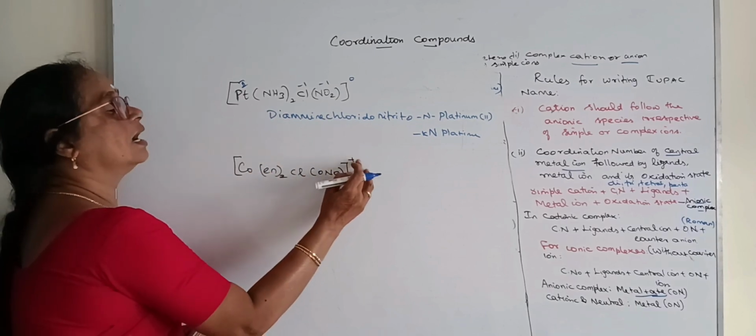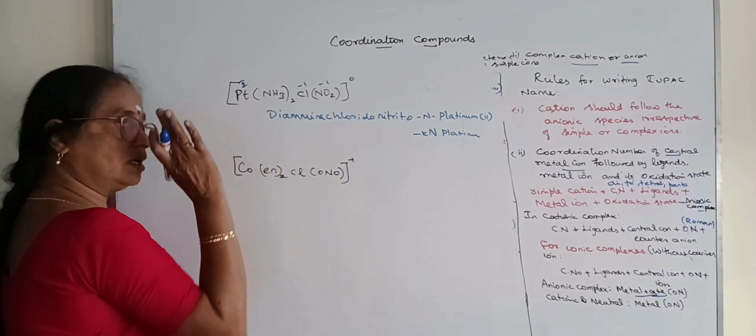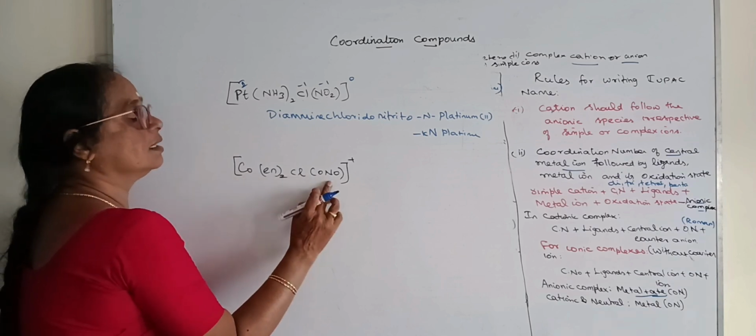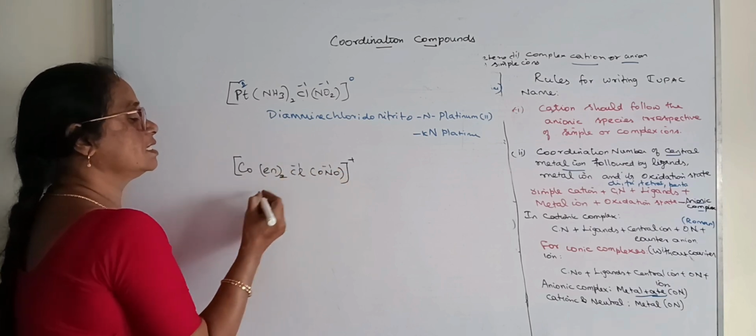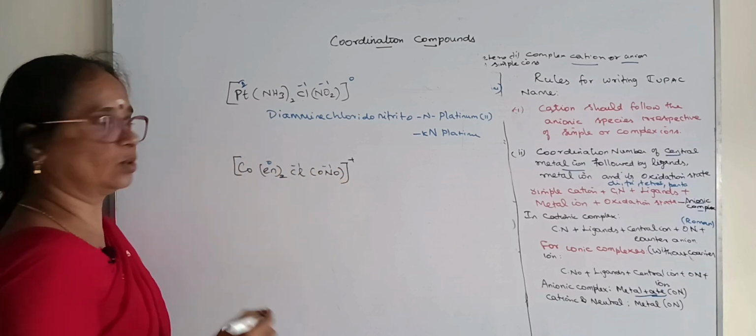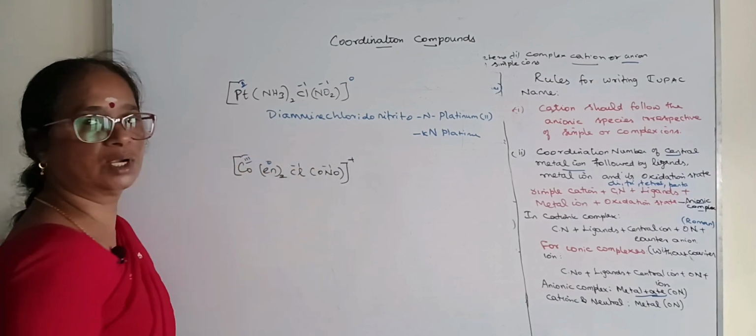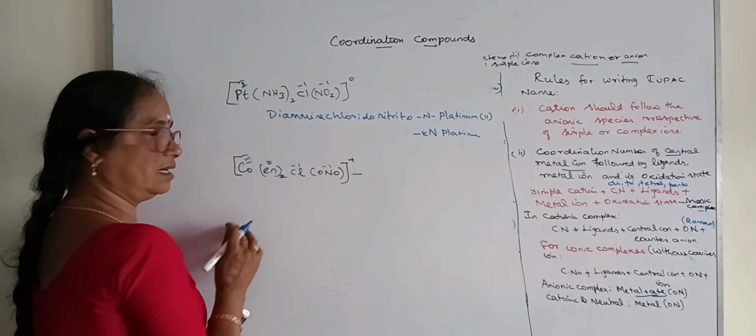This is a cationic complex, so for cobalt, find out the oxidation state of cobalt. This is -1, this is -1, this is 0. So if it is +3, 3 minus 2 becomes equal to +1. So let us write its name.